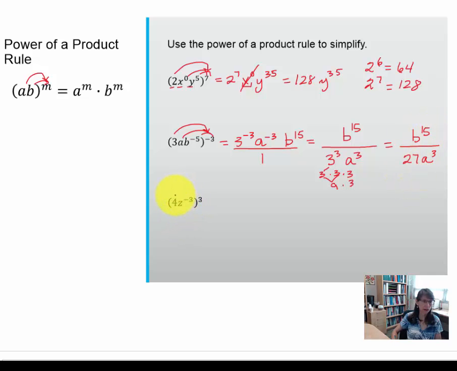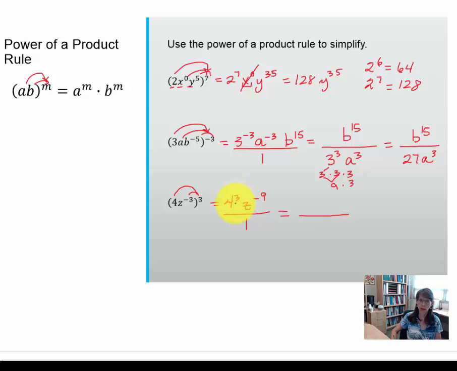The last example here, each of these bases is raised to the positive 3. 4 cubed, z to the minus 9. I notice I have a negative exponent, so I want to be thinking of division of 1 just to help me track what needs to shift.